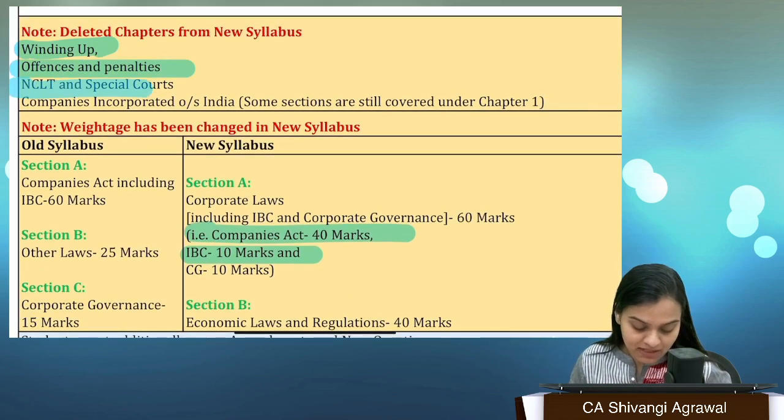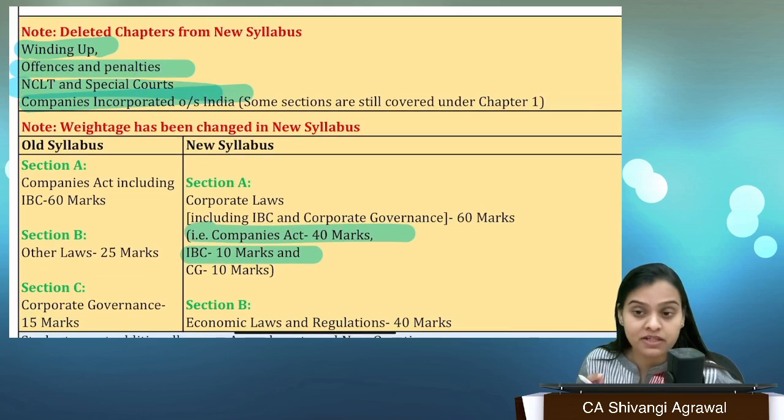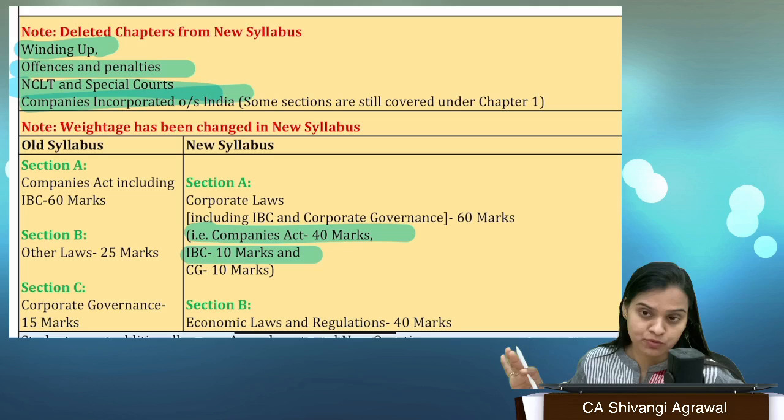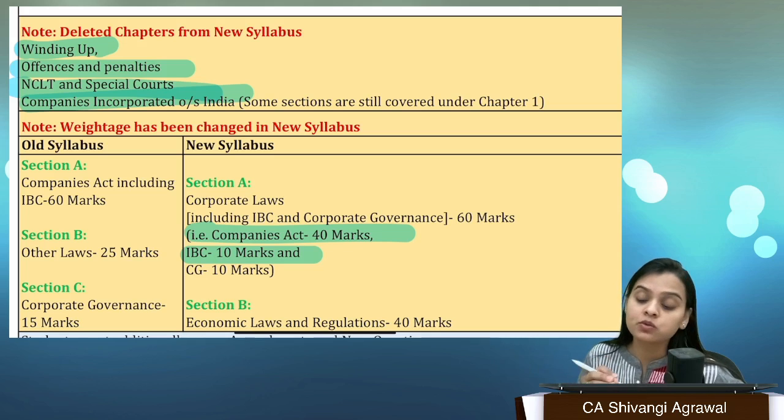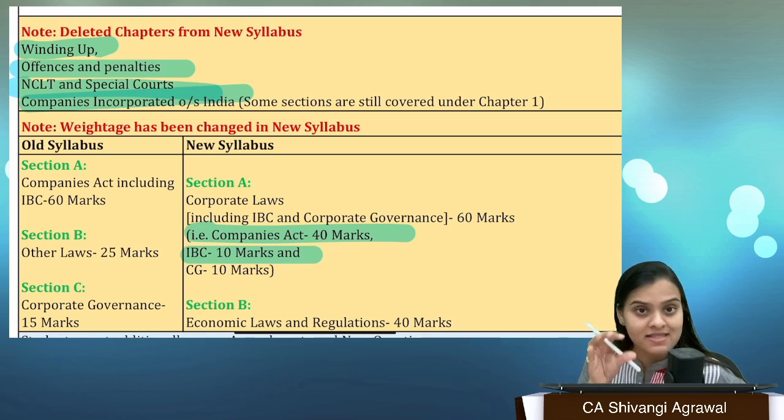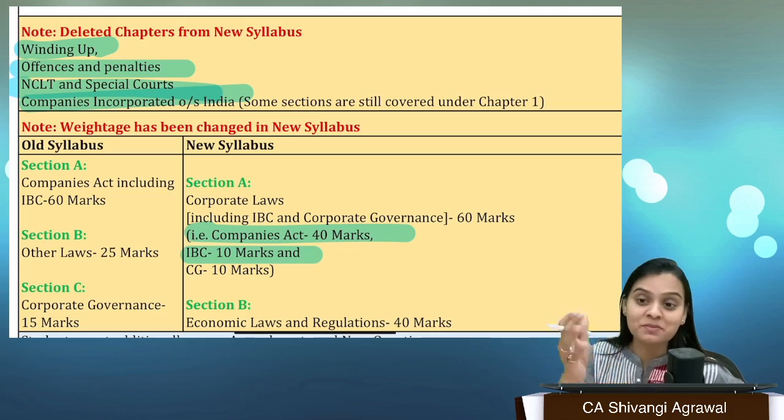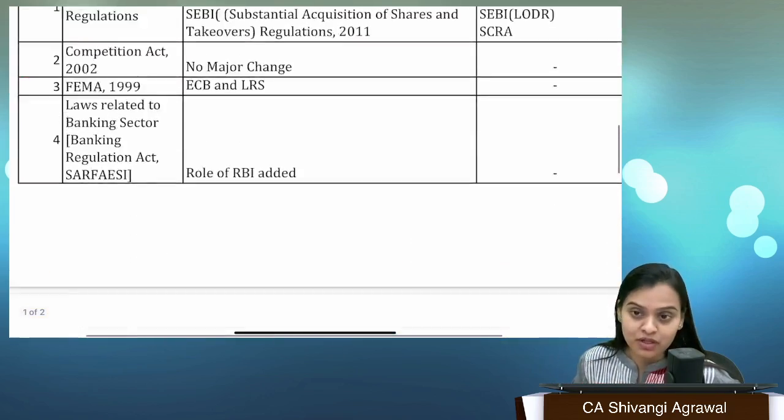Winding up, offences and penalties, NCLT, special courts, they all have been removed. In fact, companies incorporated outside India, this chapter also has been removed. Only the content that was included in chapter number 1 is still there. And that too, some sections have been excluded. So I have written it over there.